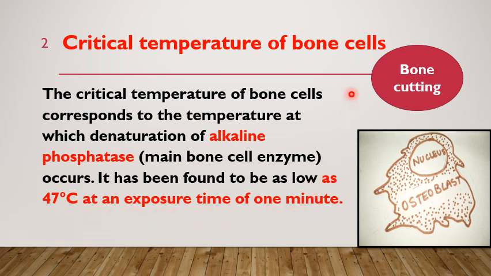Why is this important? Because when we are doing bone cutting, if we are not doing proper irrigation, the bone temperature rises to 47 degrees, and if this temperature is maintained for 1 minute, then there is death of this enzyme, so no osteogenesis will happen and then bone necrosis will occur.